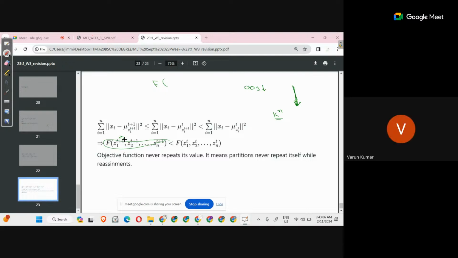So when we say function f, that function is nothing but the distance of the data point to the cluster centroid. This whole sentence represents this one, and the right side of the same function represents the next iteration. There is no function for the middle step, the intermediate step, which shows that reassignment is happening. Any confusion or doubt as of now?